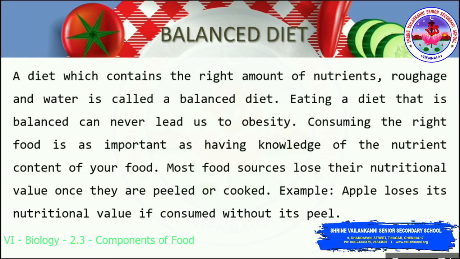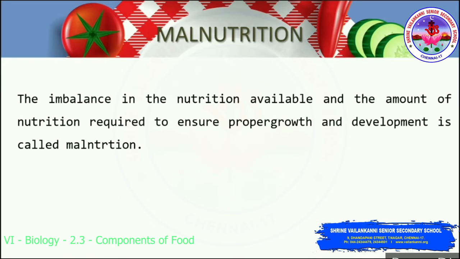In addition, there should be enough water. We need water, right? That is our basic need. The diet should be planned so that the body gets a sufficient amount of each nutrient as well as roughage and water. So now, we have seen the balanced diet. Now let's see what malnutrition is.